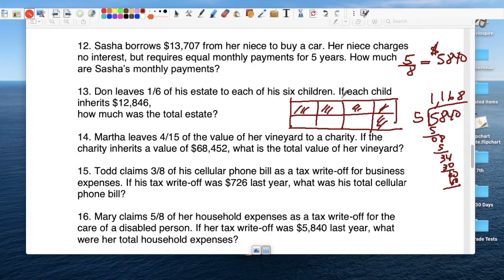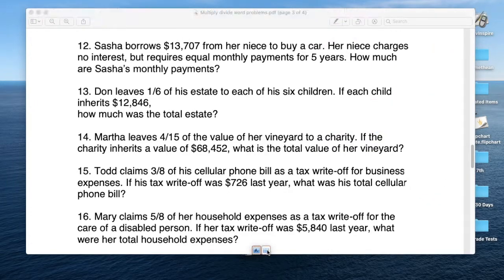We want to know what the total value of all the 1/8 parts are, and there are 8 parts here. So just simply multiply 1,168 times 8. 8 times 8 is 64, goes 6, 48, 54, 13, and it looks like the total value is 9,344. Okay, so let's scroll down.